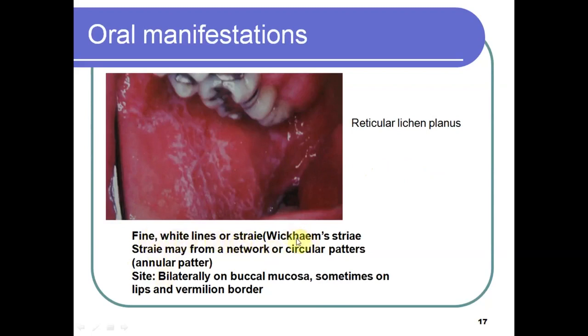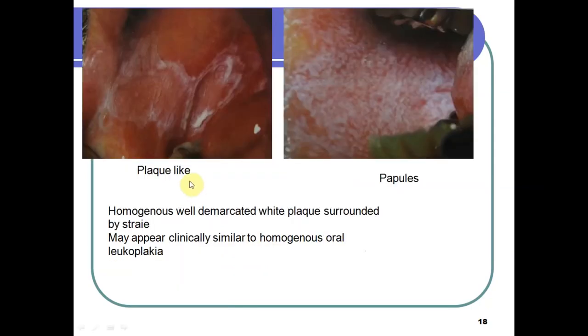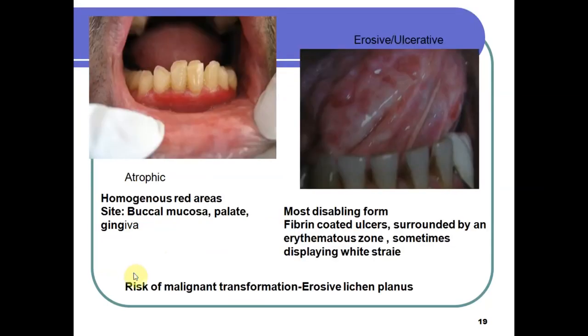It is known as Wickham striae. It is seen as a network or circular patterns. You can see the white striae, Wickham striae, here. It is commonly bilateral on buccal mucosa, sometimes on lips and vermilion border. This is plaque-like and this is papule-like. This is a homogeneous, well-demarcated plaque surrounded by striae and may appear clinically similar to homogeneous oral leukoplakia.